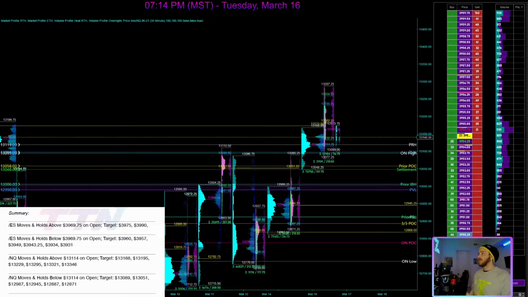So with that, when we open outside of range and value, but you see us just ranging between market profile levels, just trade the range until it breaks. Keep it simple. So I hope this helps you guys.